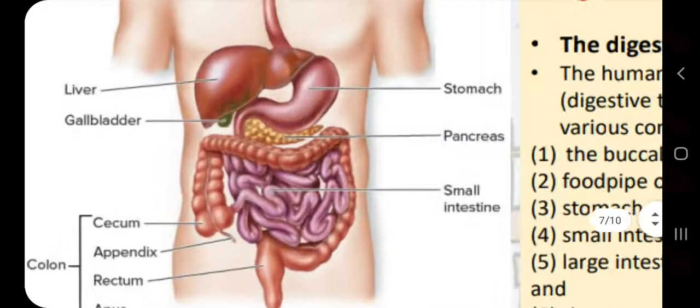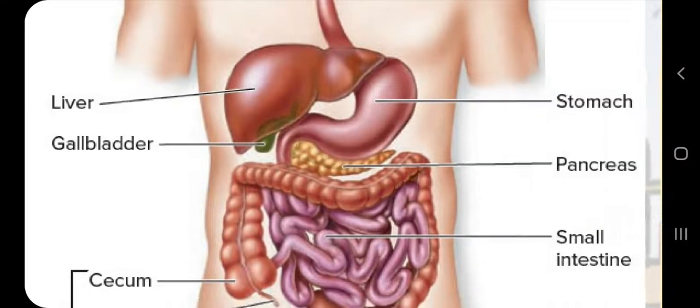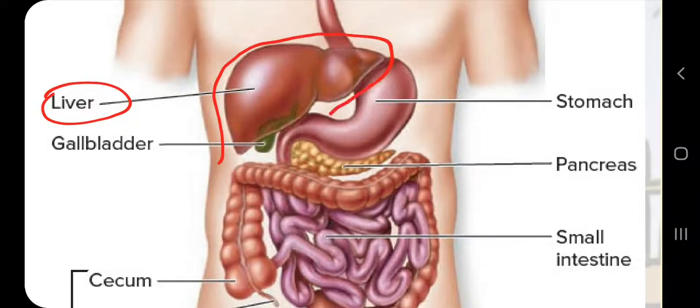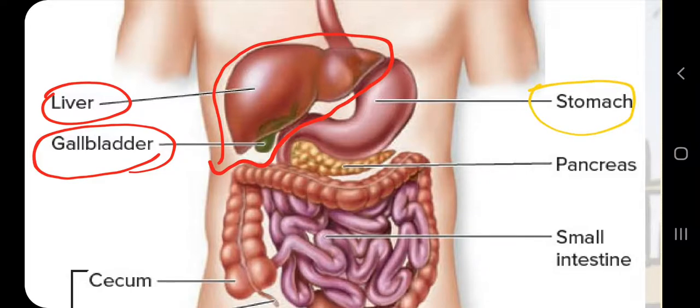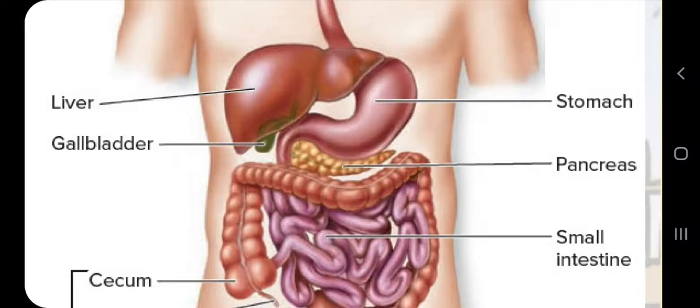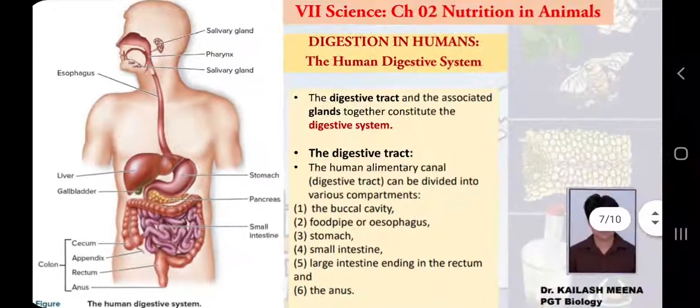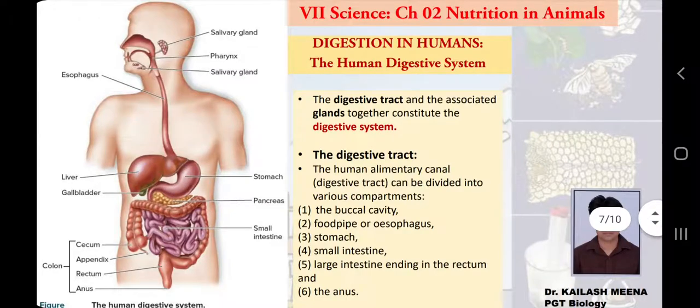Next is the liver. You can see this liver with gallbladder. We will discuss the gallbladder also when we discuss the function of liver. And finally, the pancreas, adjacent to the stomach. So the human alimentary canal is composed of two things, the digestive tract and the glands.